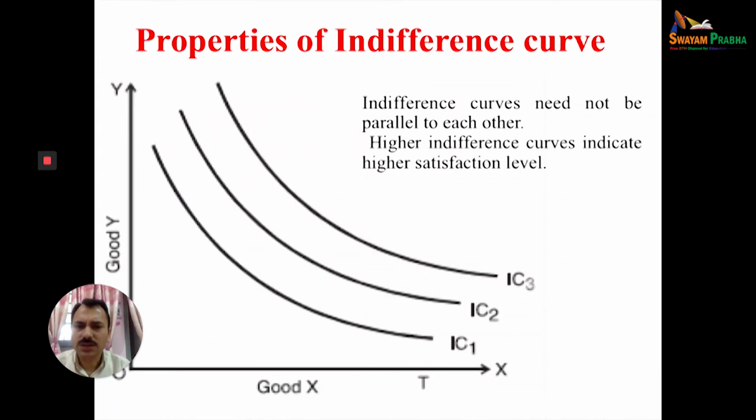In this way, indifference curves need not be parallel with each other. And a higher indifference curve provides a higher level of satisfaction. IC2 provides more satisfaction to the consumer as compared to IC1. IC3 gives more satisfaction to the consumer as compared to IC2 or IC1. So a higher indifference curve provides higher satisfaction to the consumer.